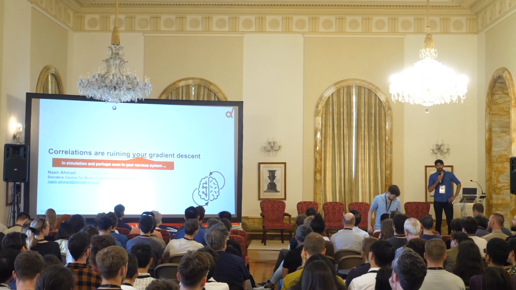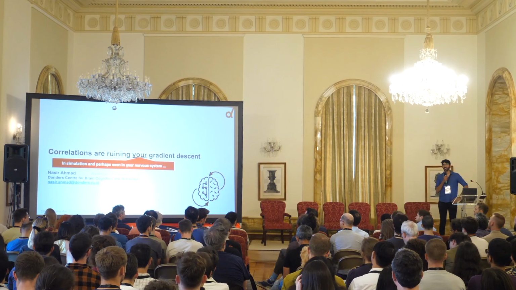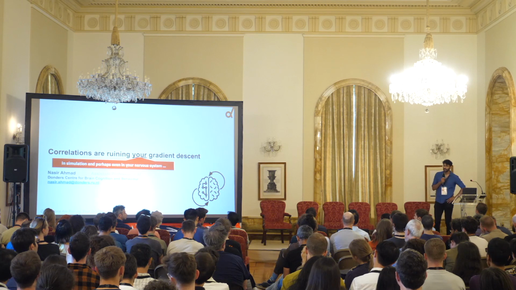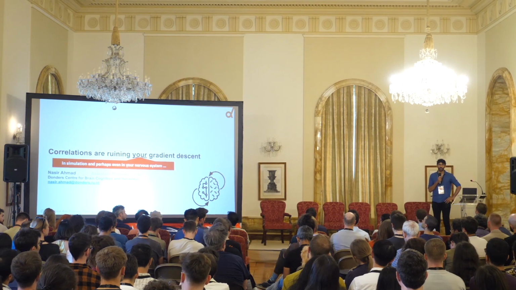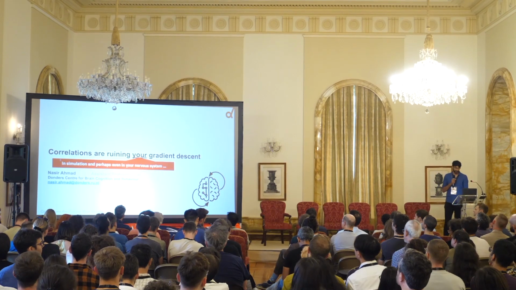Hi, everyone. Today I'm going to be telling you about how correlations might be ruining your gradient descent. And by that, I'm talking about not just your simulations, but also for some of the principles that we think about governing maybe how brains learn. And that bit I'm going to come back to at the end.